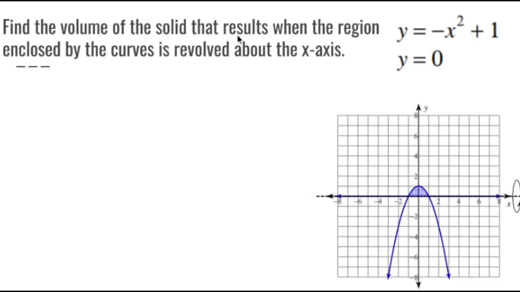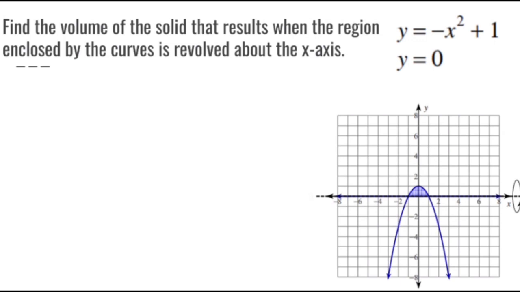Find the volume of the solid that results when the region enclosed by the curves is revolved around the x-axis. All right, so basically what we're doing is we're taking this little circular looking thing right here, and we're pretending that it's like a piece of paper, like a 3D printer thing, and we're spinning it around. So what's going to happen is this little orb right here is going to spin around and create a 3D orb looking thing. All right. This method is called disks.